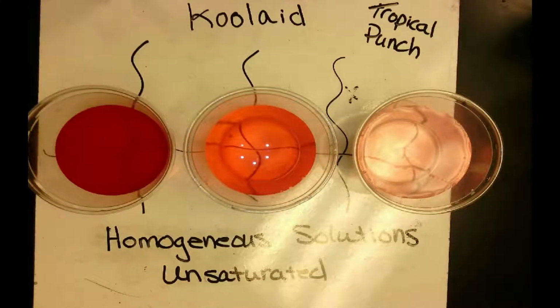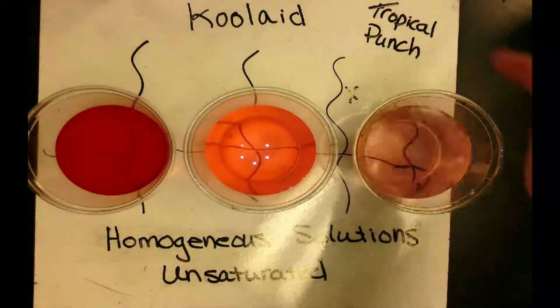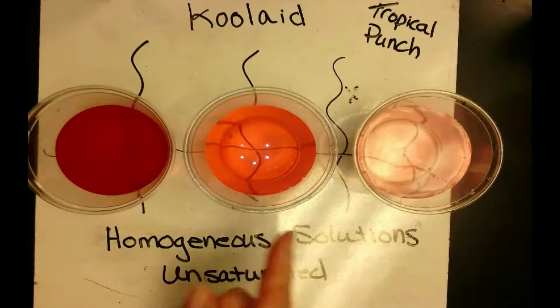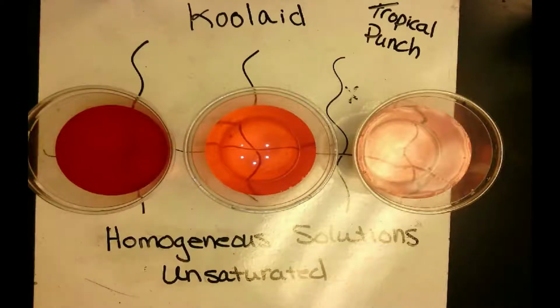Now we're going to transition into the quantitative part of solutions. And I want to start by showing you these 3 batches of Kool-Aid. Tropical fruit punch, yum. Notice they're all homogeneous solutions. I can see through all of them, and they're all unsaturated. How do I know that? Well, there's not stuff at the bottom. There's not crunchy Kool-Aid. I made my Kool-Aid right.